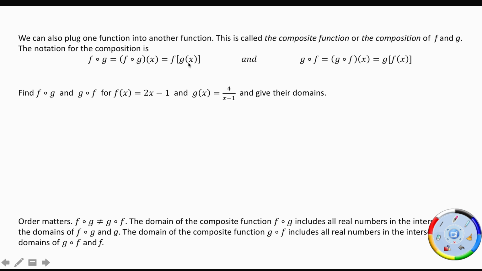We've done this before, we just got finished doing it when we did f of x plus h, right? f of x plus h, where I plugged an expression into my function. So the only difference now is my expression is going to be whatever g is. So if I want to find, let's start with just f of g for this function f and this function g.